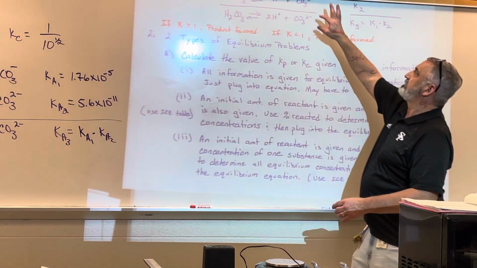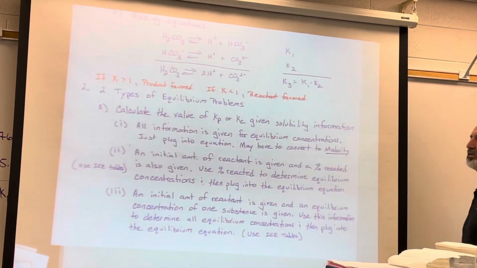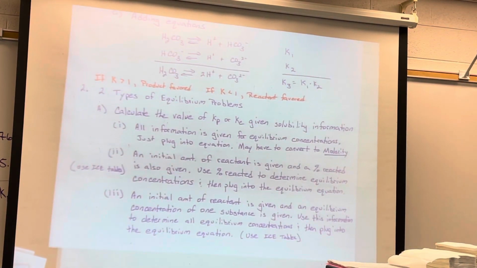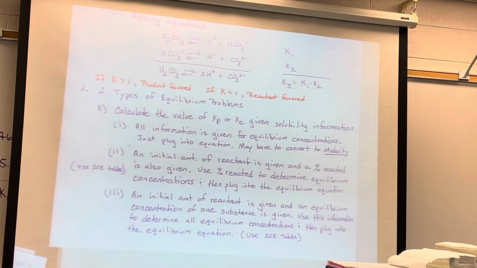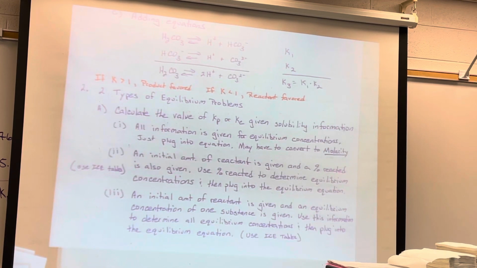So these now are our different types of equilibrium problems. We can calculate, what's the difference between Kp and Kc? Kp is pressure while Kc is concentration. Same exact expression, products over reactants, coefficients raised to powers. It's just, are you expressing it in terms of pressure, atmospheres, or in terms of concentration, molarity? Keq is just a general K, an equilibrium constant. It can be either Kc or Kp.